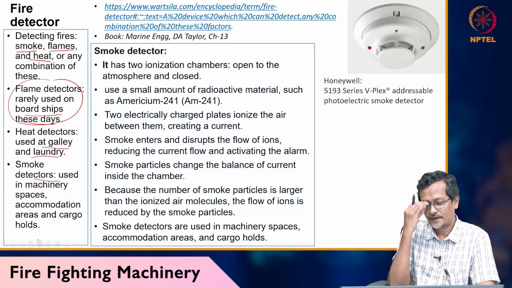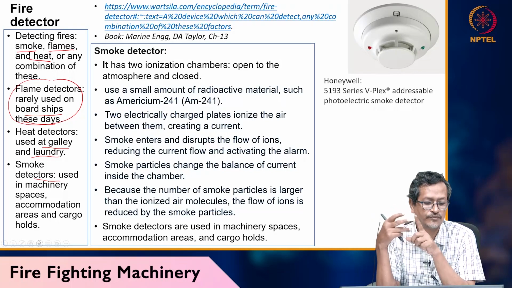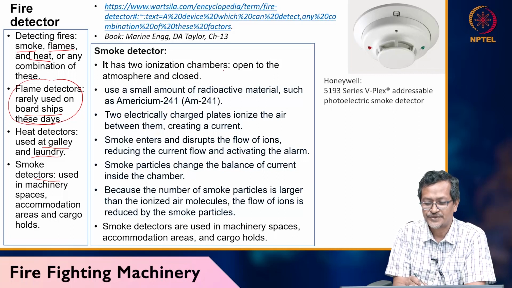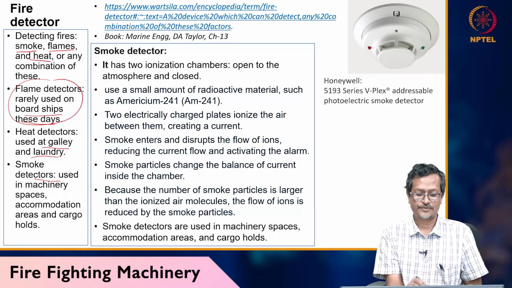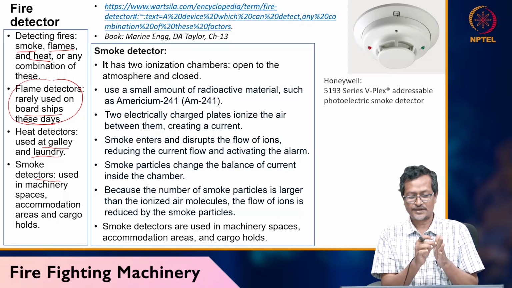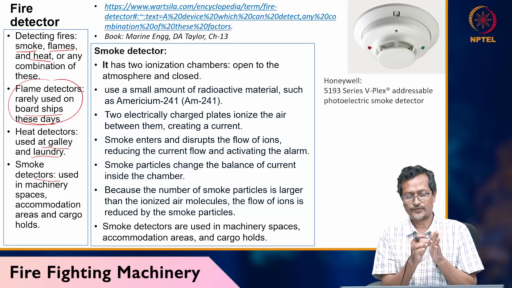Let's start with the smoke detector, because we have three types of detectors: smoke, flame and heat. First, the smoke detector will have an ionization chamber open to the atmosphere. The ionization chamber will have Am-241 radioactive material, and it will be ionizing the gas. Continuously, electrons will be flowing. If there is no resistance, then electrons will flow continuously.